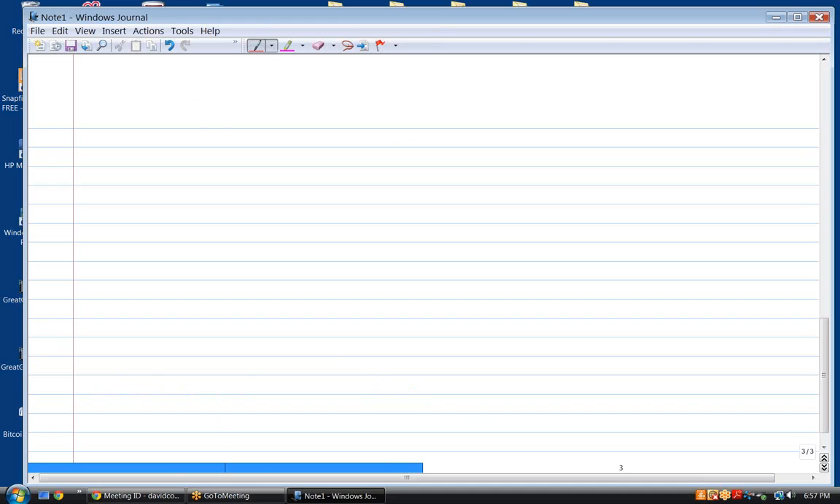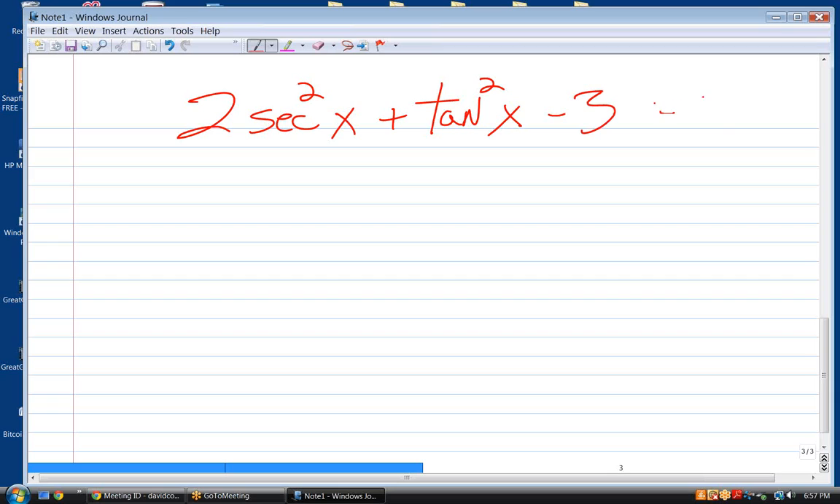2 secant squared x plus tan squared x minus 3 equals 0. Okay. What should we do here? Move 3 to the other side. Okay. Now what?